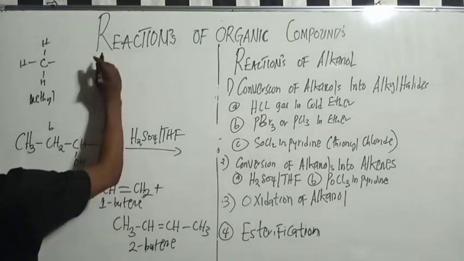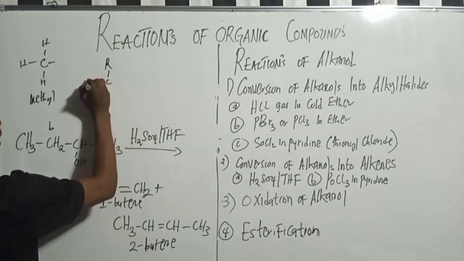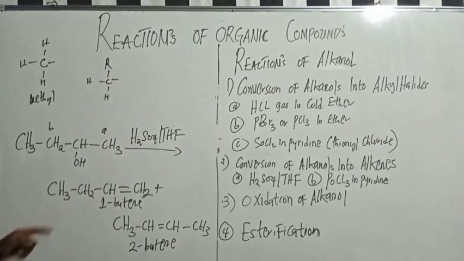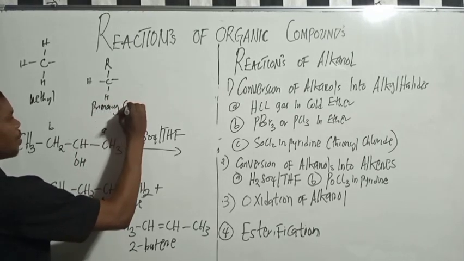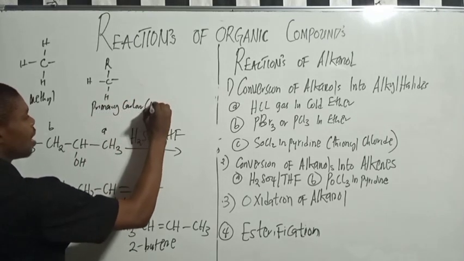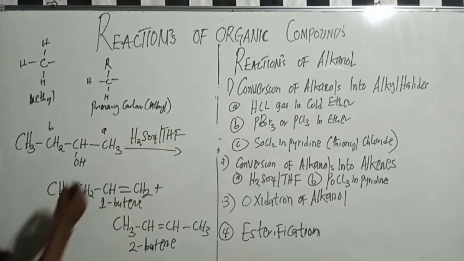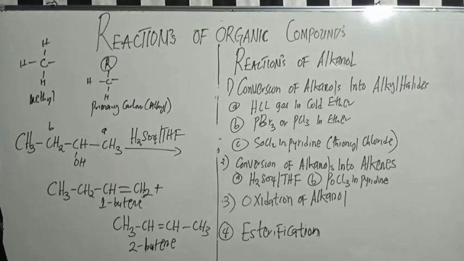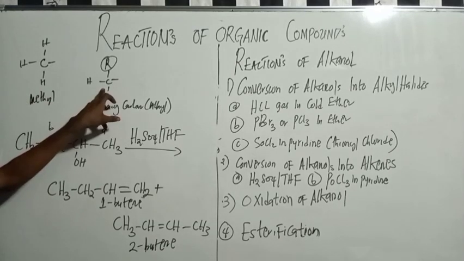Now, sorry, I'll write it here. Here we have an arrow, carbon, hydrogen, hydrogen. Now this is called a primary carbon, or primary alkyl group. This is because the carbon carries only one alkyl group. The methyl is the simplest form of carbon, here called primary carbon.